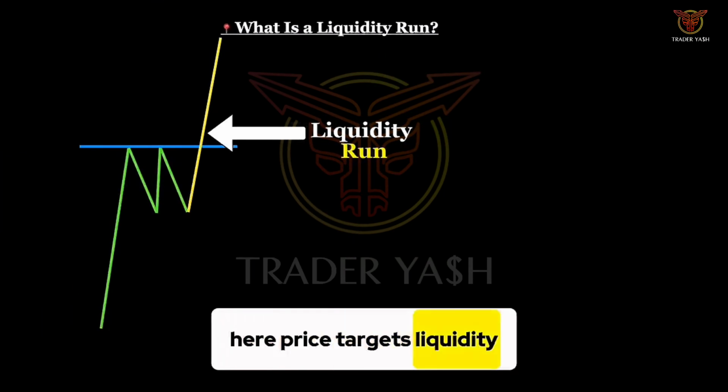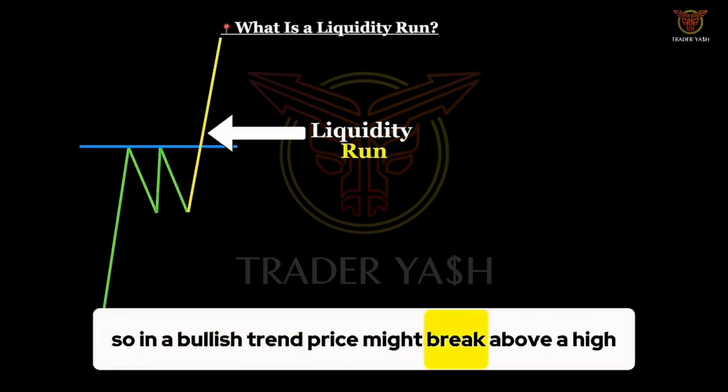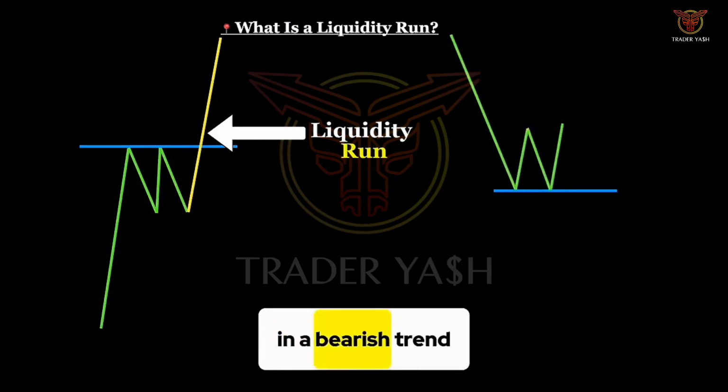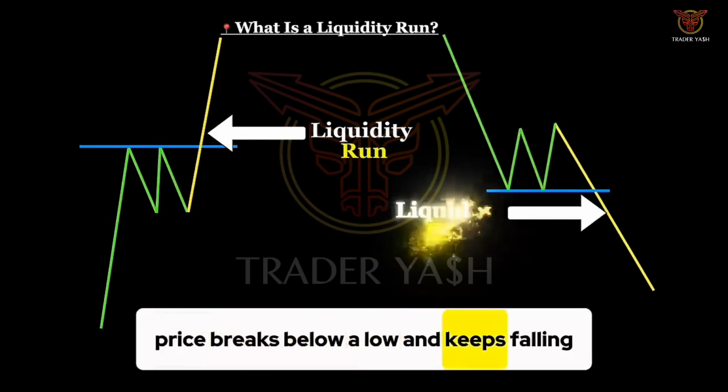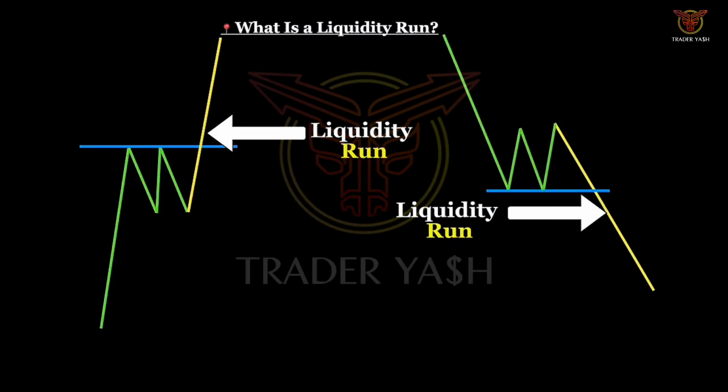Here price targets liquidity but keeps going in the direction of the trend. So in a bullish trend, price might break above a high, grab the liquidity and continue rising. In a bearish trend, price breaks below a low and keeps falling. No reversal, no clean entry, just momentum.